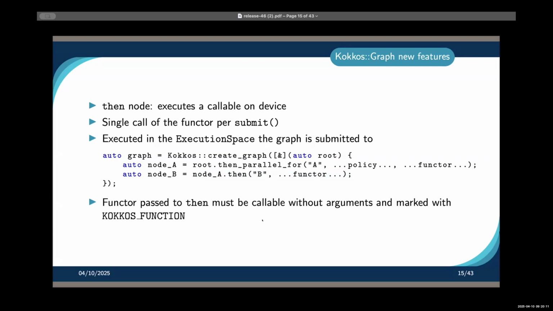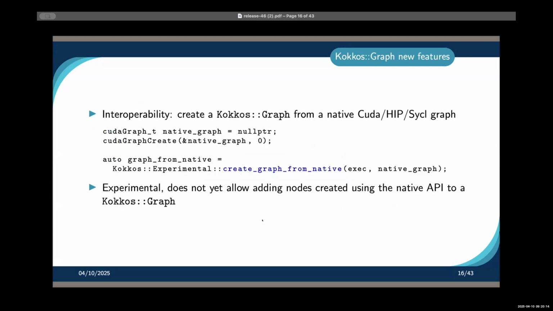So then next, we have a new interoperability feature, which is that you can create a Kokkos graph from a native CUDA, HIP, or SYCL graph. In our example, we create a CUDA graph, and then we have this function create_graph_from_native, where we hand it an execution space and the native graph, and it gives us a Kokkos graph. Note that this is in the experimental namespace. For instance, we don't yet allow adding nodes created using the native API to a Kokkos graph. So it is experimental, so don't expect everything to be there.